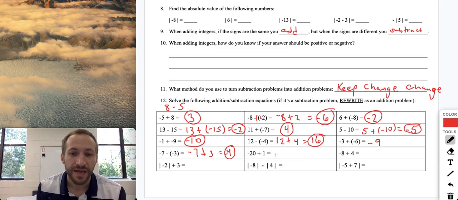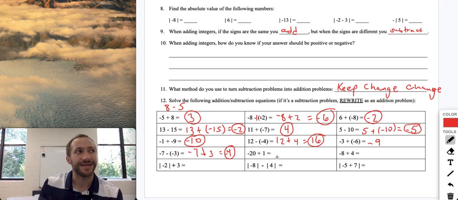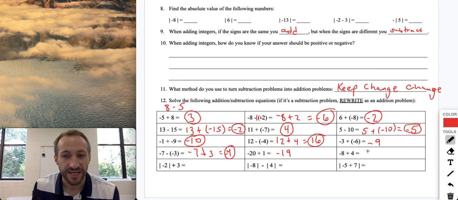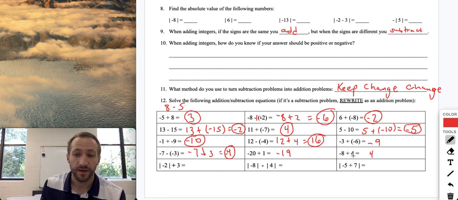Over here, negative 20 plus 1, different signs. So think about subtracting. So I'm not going to get 21. I'm going to get some kind of 19. The sign of the bigger number is negative in this case, so I'm going to have a negative 19. Once again, different signs. Think about subtracting. So I'm not going to add them and get 12. I'm going to subtract them and get 4. And keep the sign of the bigger number, which is negative here.